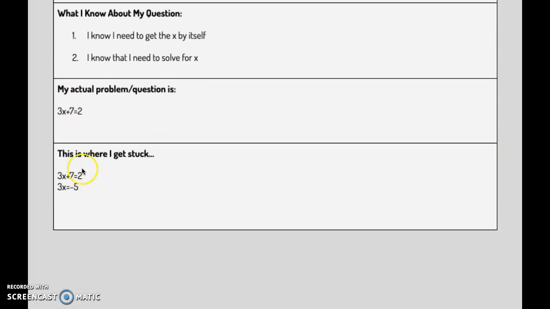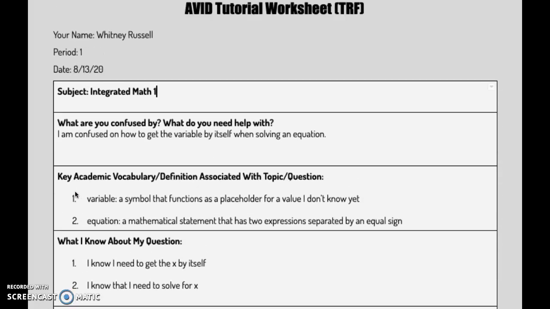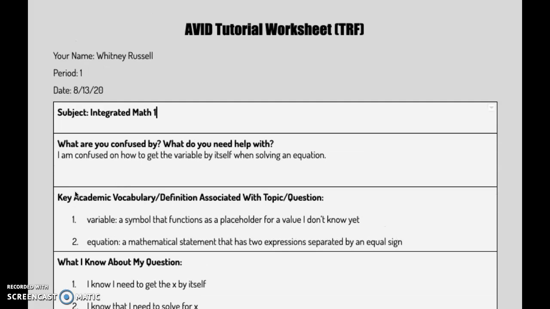Then you'll notice down here, this is where I get stuck. So first I wrote out my equation, 3x plus 7 equals 2. I know that I need to subtract 7 from both sides and then that will give me 3x equals negative 5, but then that's where I get stuck. Okay, and so that's where I left it. And that is all that I fill out before my tutorial starts. That's all that I need to fill out.